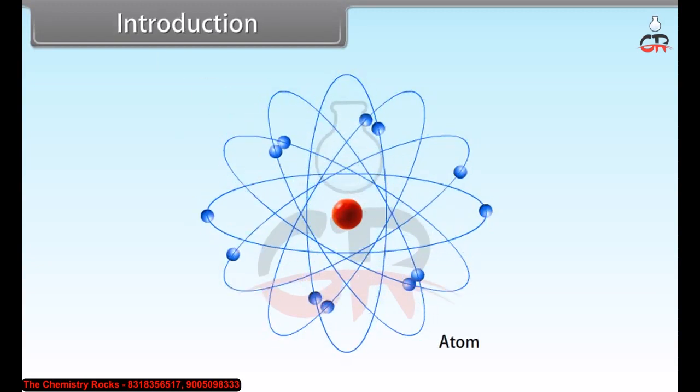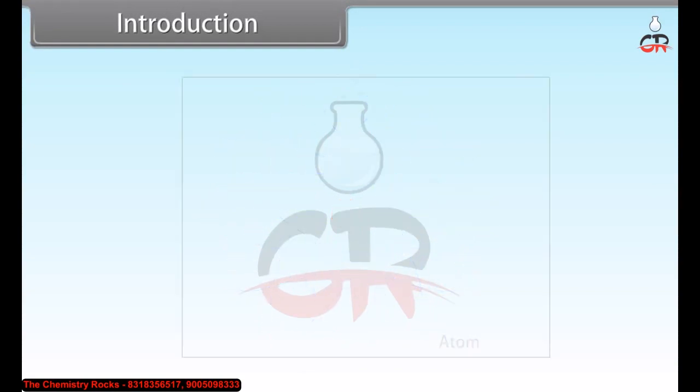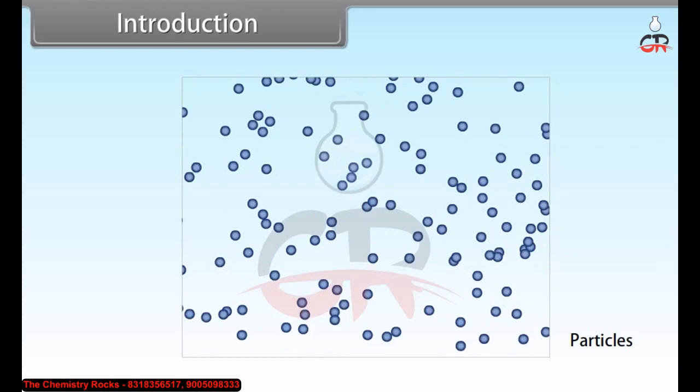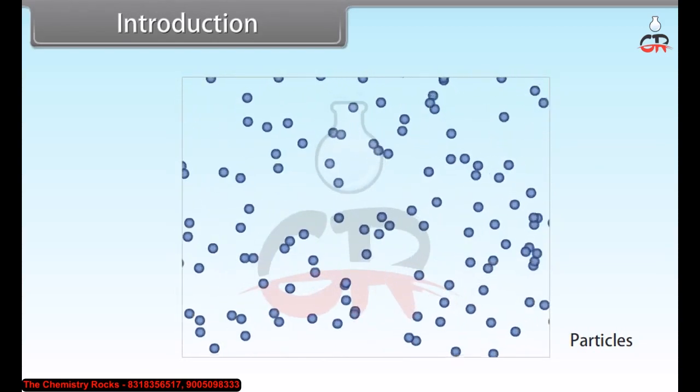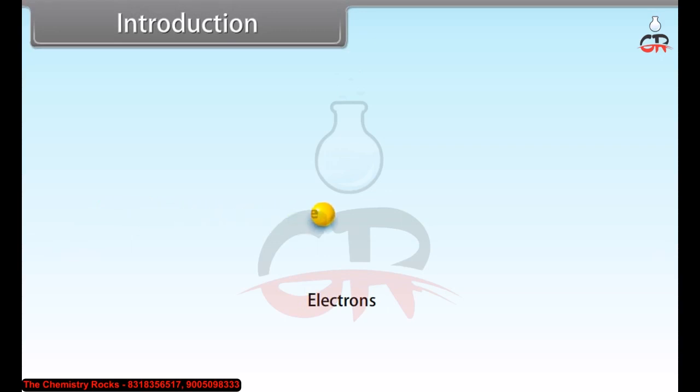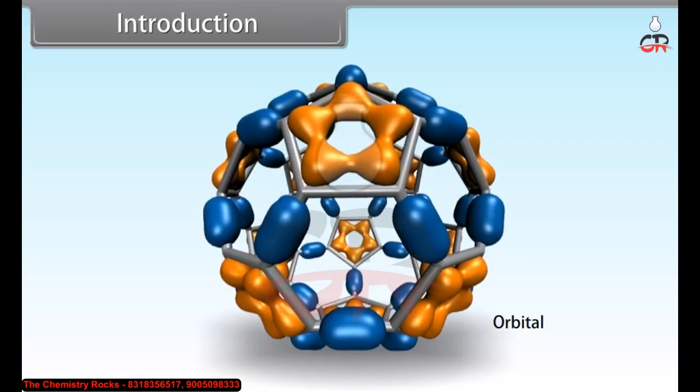Hey kids, today we will learn the quantum mechanical model of the atom. Matter has dual behavior, wave as well as particle. Heisenberg's uncertainty principle is only applicable to small particles such as electrons. The region of the atom where the probability of finding an electron is maximum is called an orbital.